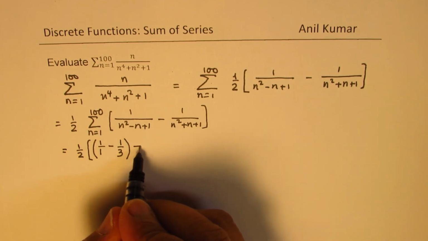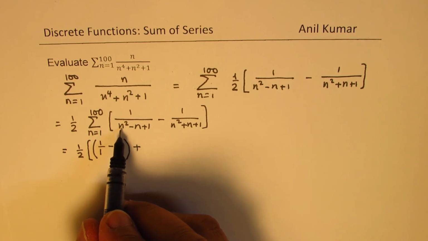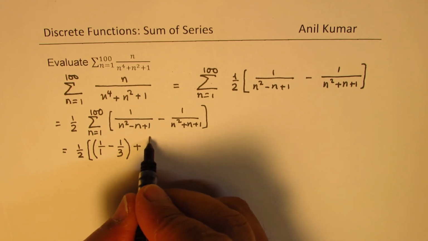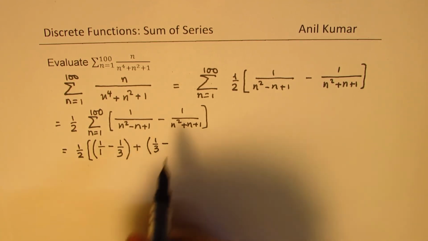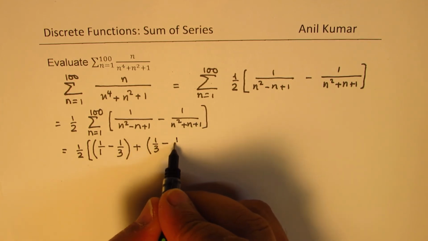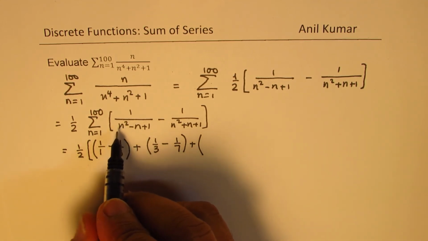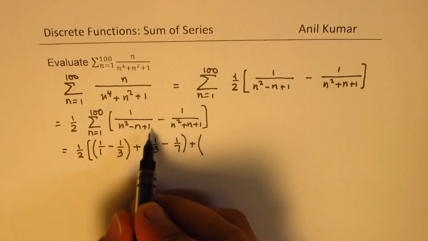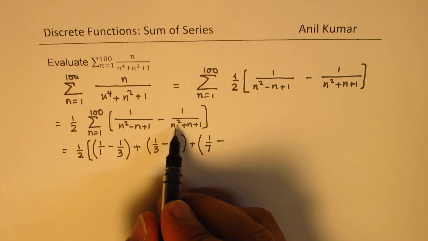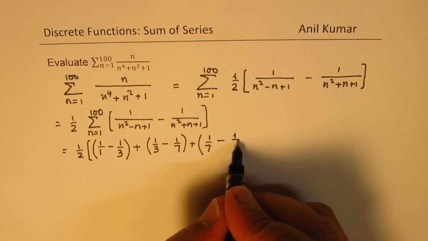And now we are going to add what we get when n is equal to 2. When you substitute 2 here, 2 squared is 4, 4 minus 2 is 2, 2 plus 1 is 3. So what we get here is 1 over 3 minus, substituting 2 means 4 plus 2, 6 plus 1, 7. So we get 1 over 7. Now, if I substitute n equals 3 here, 3 squared is 9, minus 3 is 6, plus 1 is 7. So we get 1 over 7 minus, substituting 3 here, 9 plus 3 is 12, plus 1 is 13, right? So what we get here is 1 over 13.